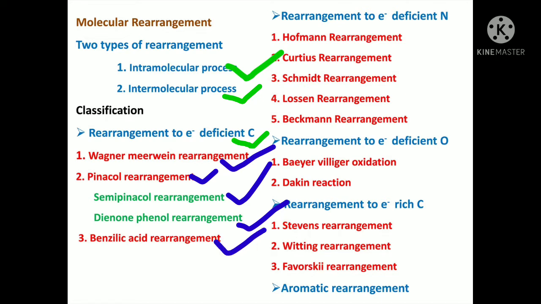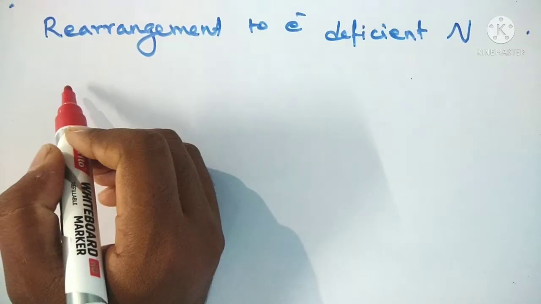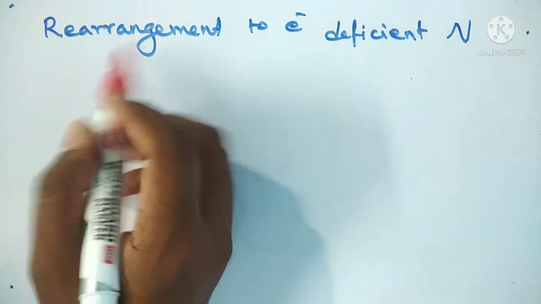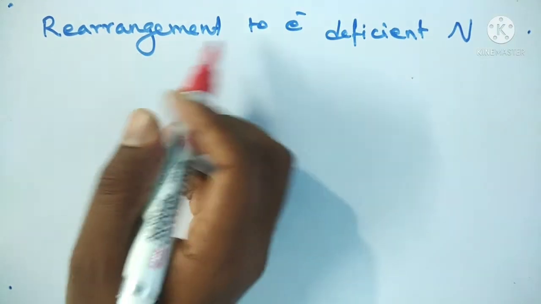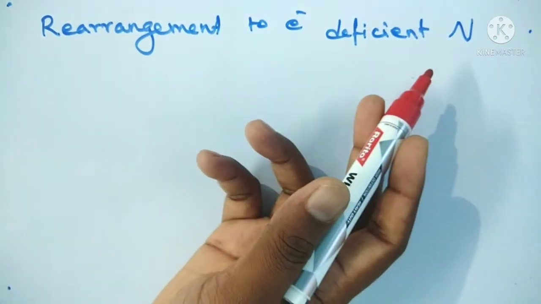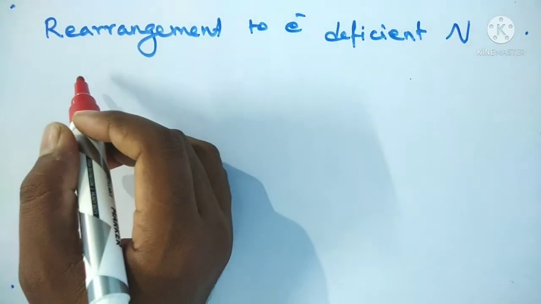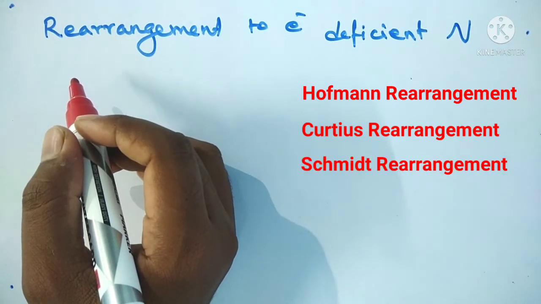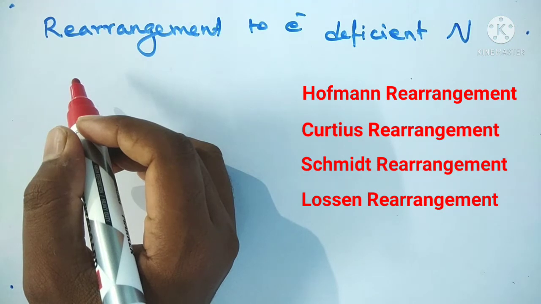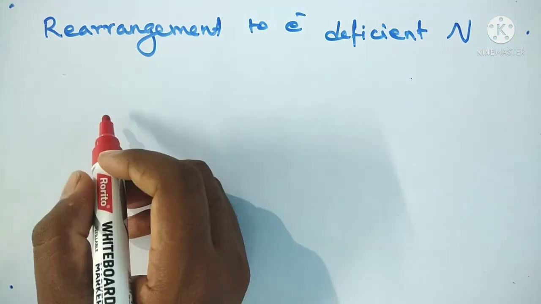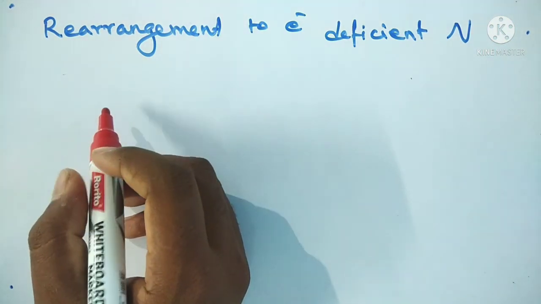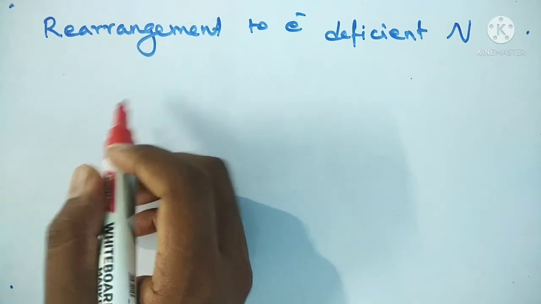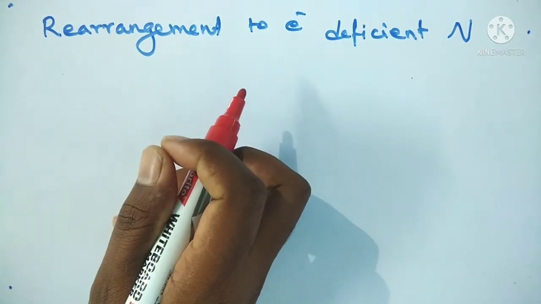Now we are going to discuss rearrangement to electron deficient nitrogen. There are 5 rearrangements in rearrangement to electron deficient nitrogen. One is Hofmann, then Curtius rearrangement, Schmidt rearrangement, Lossen rearrangement, and Beckmann rearrangement. We can write a general formula for rearrangement to electron deficient nitrogen.